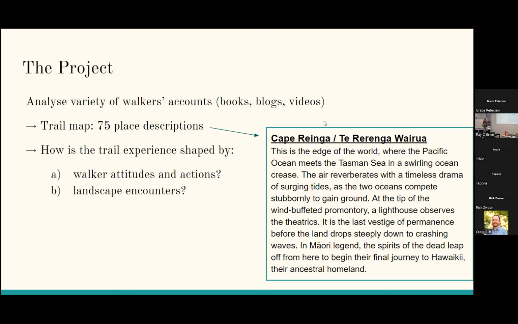However, alongside that, I was thinking about how the trail experience that people are describing is shaped by their own attitude and actions as they walk, but also by the landscape itself, so encounters with the landscape.